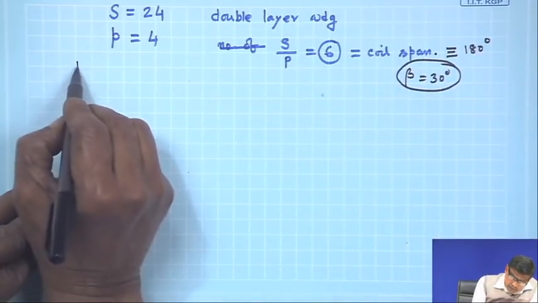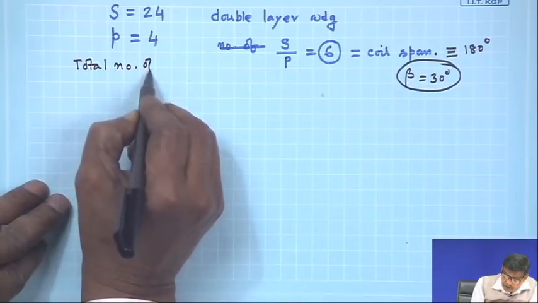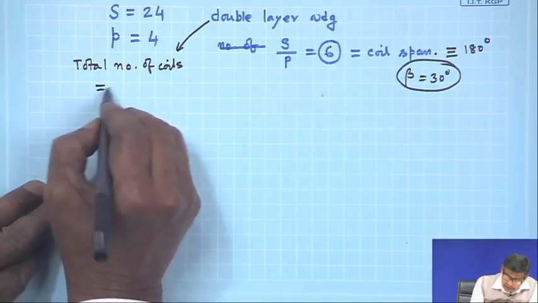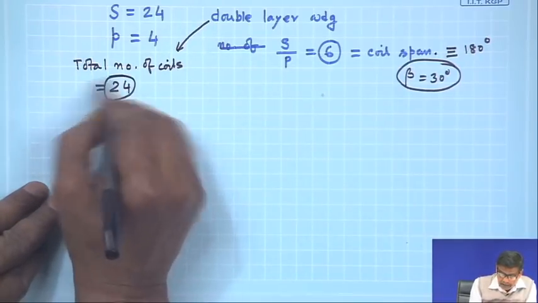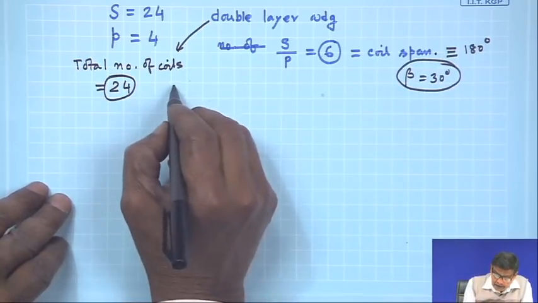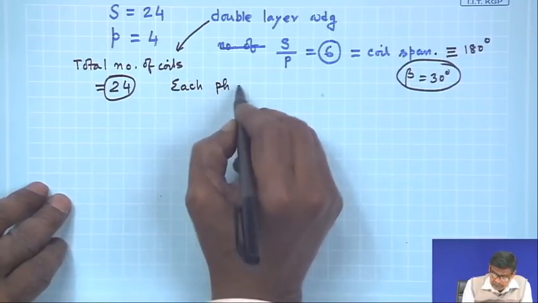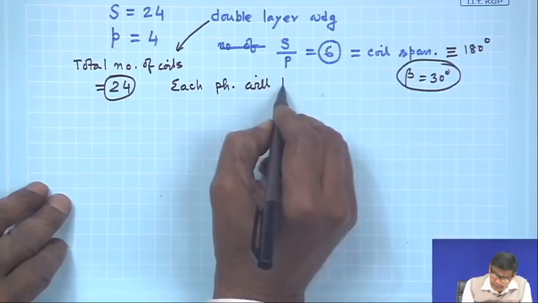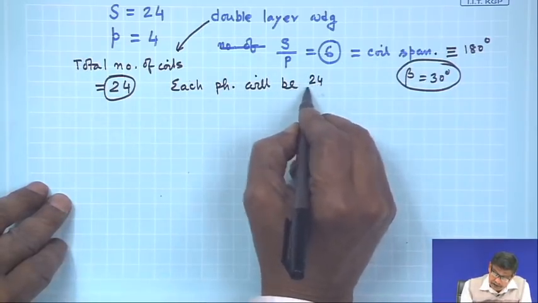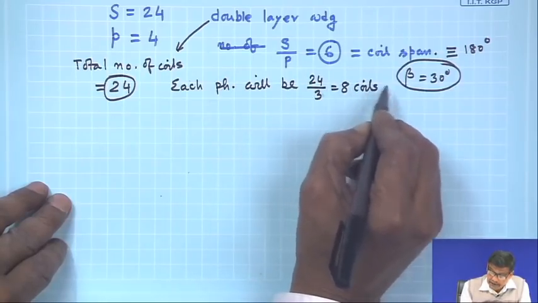Achha, what is the total number of coils? It is a double layer winding, so it must be 24. Therefore, I would expect that when the winding is complete, each phase will have 24 by 3 is equal to 8 coils. A total of 8 coils must be there.